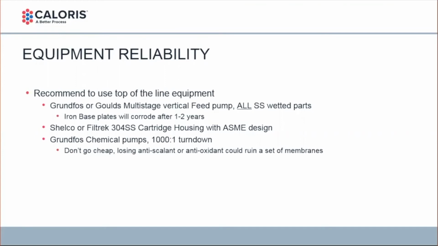Use good cartridge filter housings. Make sure they're built with ASME design. And then Grundfos chemical pumps. They have 1,000 to 1 turn down. That's our standard. They're top of the line. You definitely don't want to go cheap on these chemical pumps. If you lose anti-scalant or antioxidant, you could ruin a set of membranes within a day's time period. So definitely don't want to cheapen out on that.